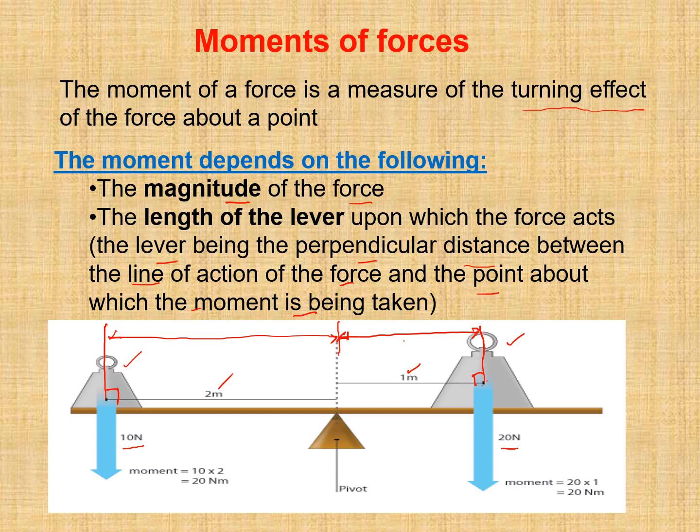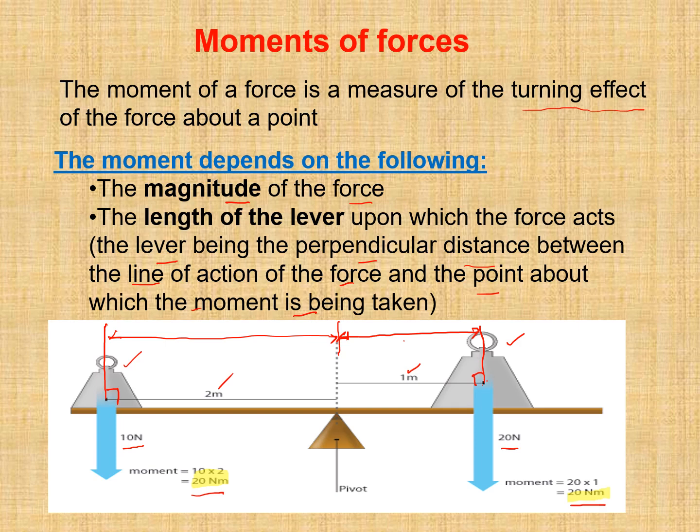So what will be the moment here? Moment is just the simple product: 10 multiplied by 2, that is 20 Newton meters. And here the moment will be 20 into 1, that is 20 Newton meters. Got the difference? 20 Newton meters for this and 20 Newton meters for this. If you observe, both are the same.